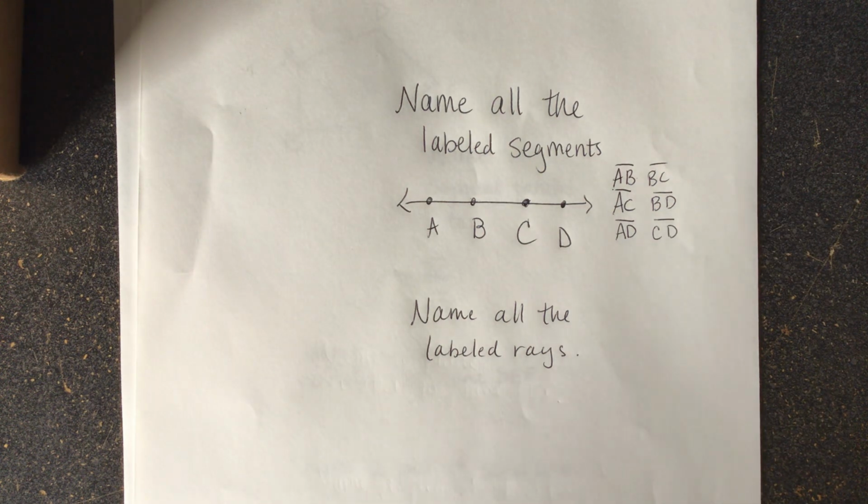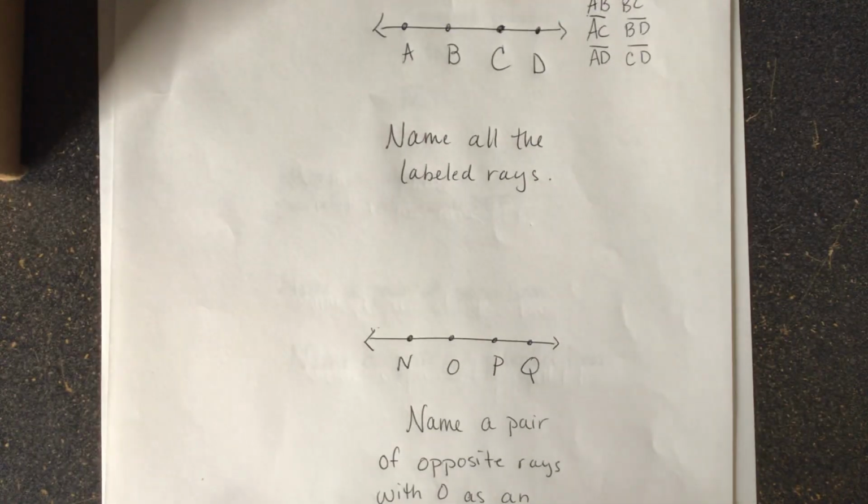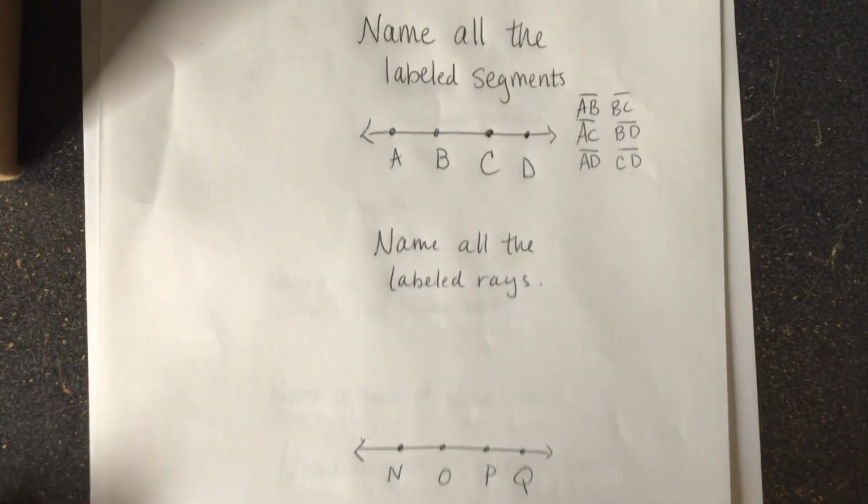There are 6 of them. Some of the questions today say name them all, and some say just name one. The next one says name all the labeled rays. So we're still using this picture up here.